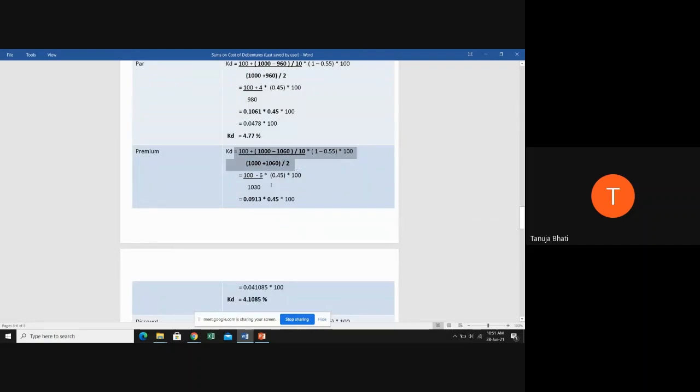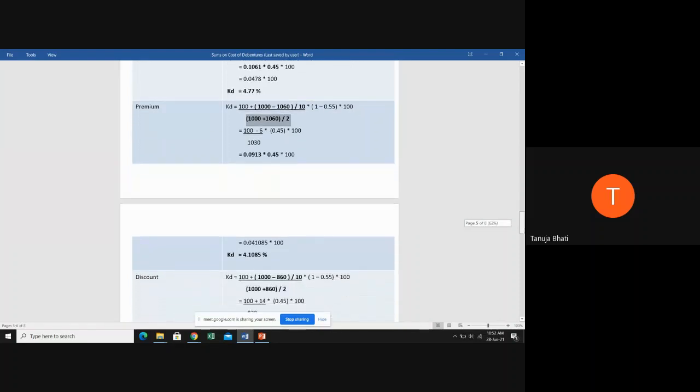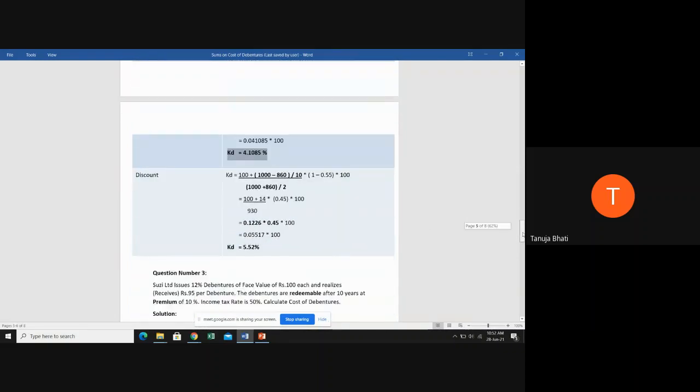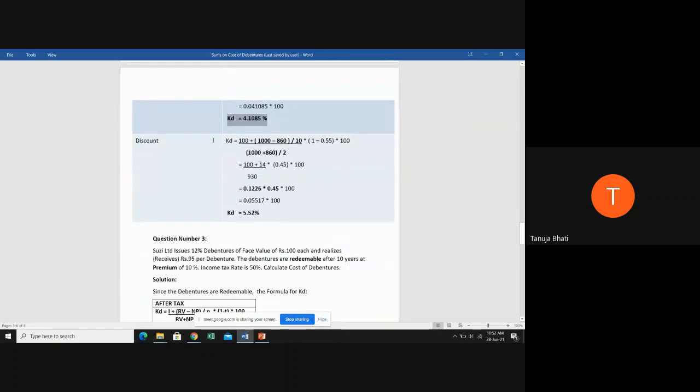So again, I'm repeating, first you need to solve this RV minus NP divided by N, then add it with I, then the entire numerator has to be divided by the denominator, then multiply with 1 minus t, and the last with 100. So when you again solve this at premium, you get the KD value as 4.1085%. Similarly, at discount, if the debentures are issued at discount, on the same lines you will do it.